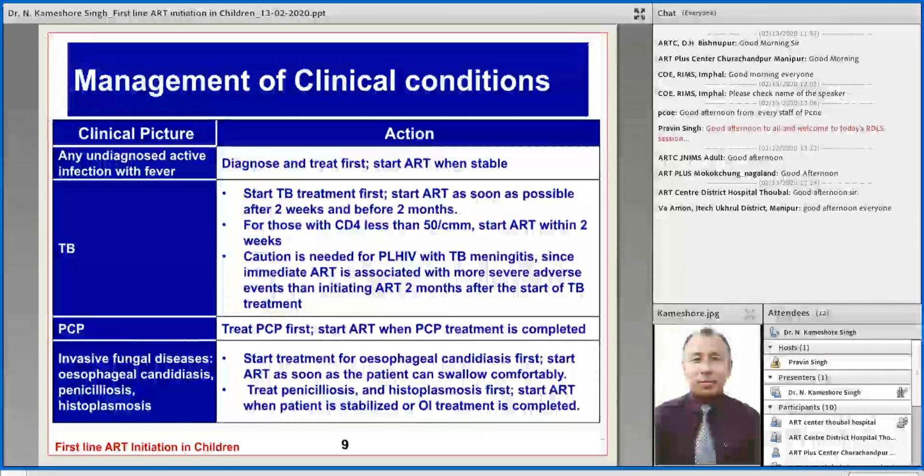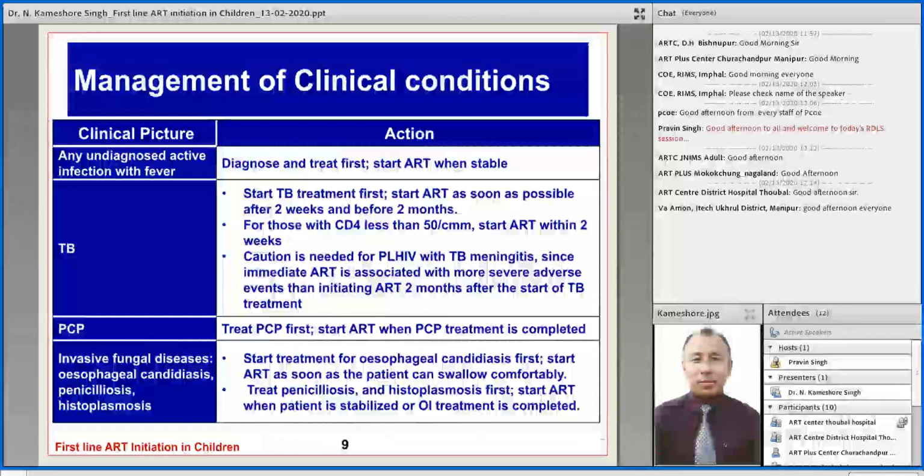But for those with CD4 less than 50 cells per cubic millimeter, we can start ART within 2 weeks of starting the ATT. But caution is needed for people living with HIV and TB meningitis, since immediate starting of ART is associated with more severe adverse events. Then we may start ART 2 months after the start of ATT treatment of tuberculosis.